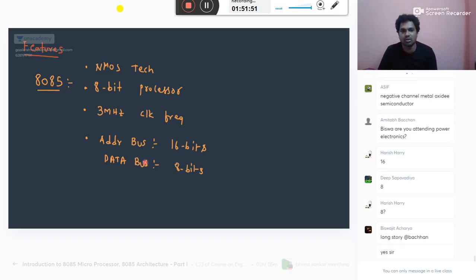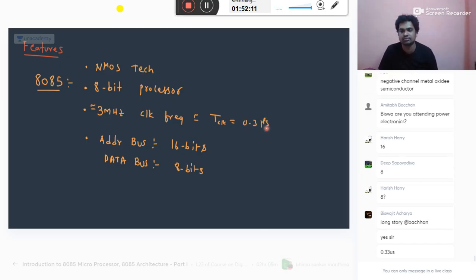So it has a time period of around, this is not exactly 3.3 something. The time period will decide your frequency. Around how much is it? 1 by 3.33 microseconds. Right. This is the clock time period of 8085.